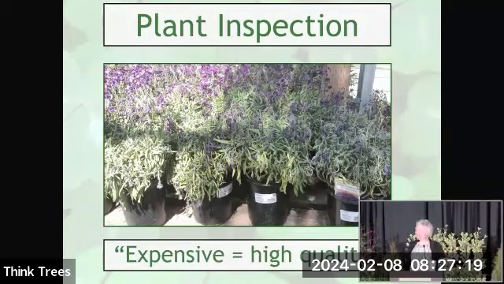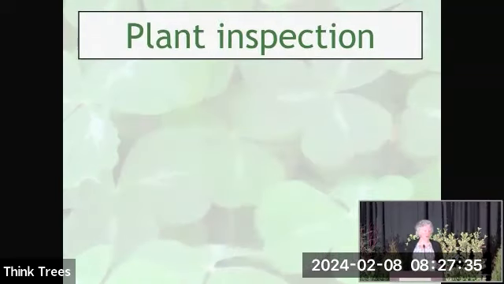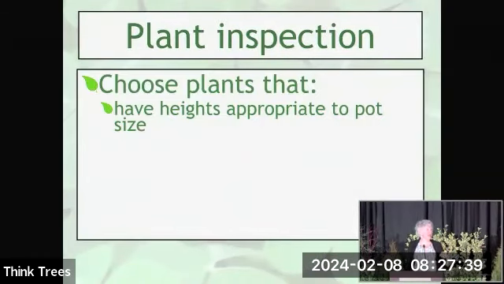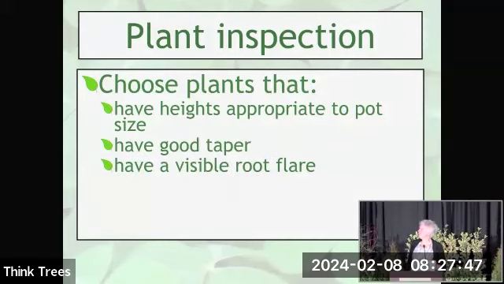This is not them. This is actually from Home Depot, big box stores, which tend to neglect their plants a lot because they don't usually have a lot of horticulturists on staff. But I will say you can get really good plants from these big box stores too. You just have to know what to look for. So what we want to do when we're looking at our plants, we want to have plants that have heights appropriate to pot size. We want to have plants that have good taper, and we're talking most about trees, obviously. A visible root flare.